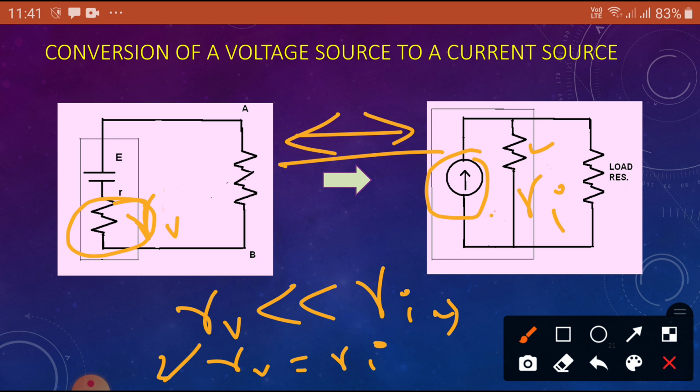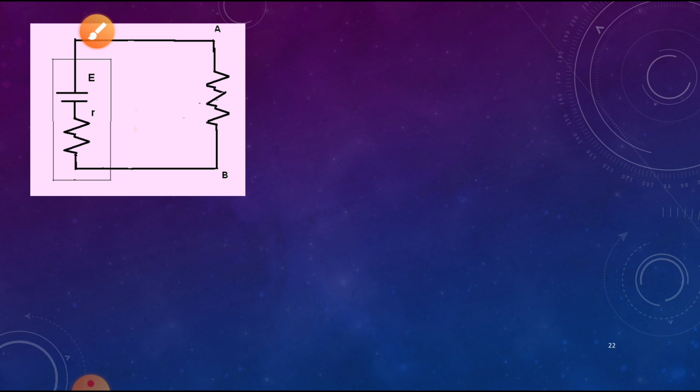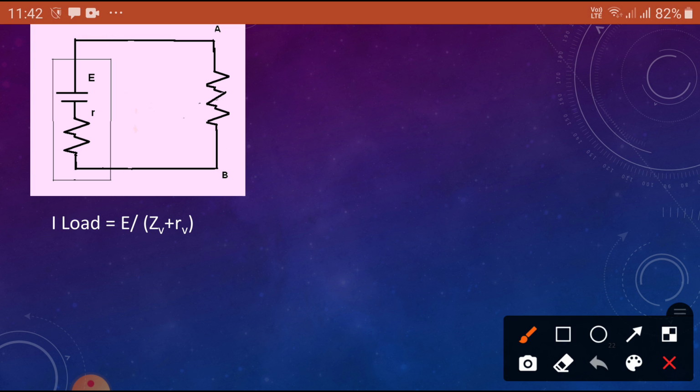So that means any practical source, whether it may be a current source or a voltage source, drives the current through its load depending mainly on the load impedance. Let us see. Now here is the voltage source. What is the load current here? The load current IL is equal to the voltage divided by the total resistance.